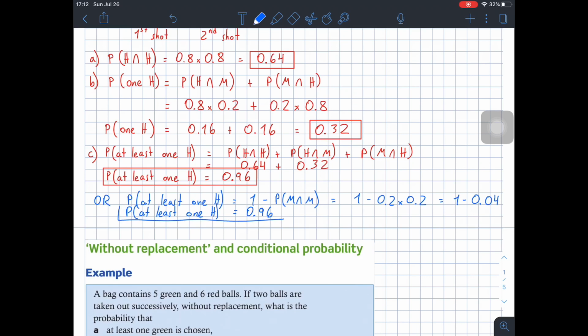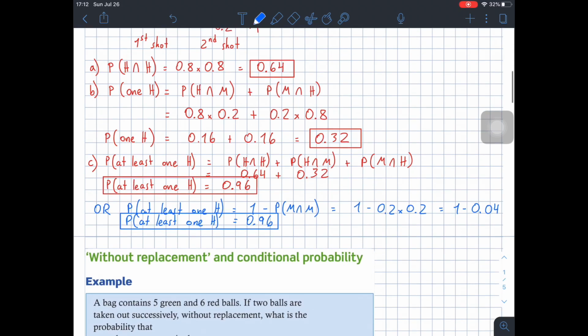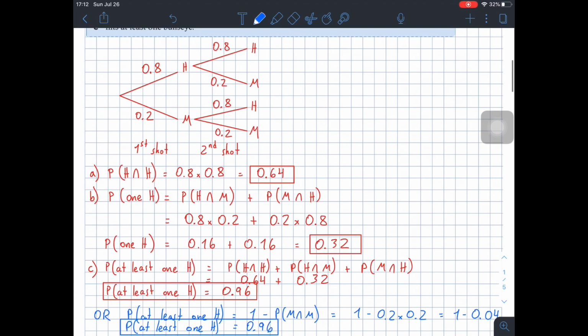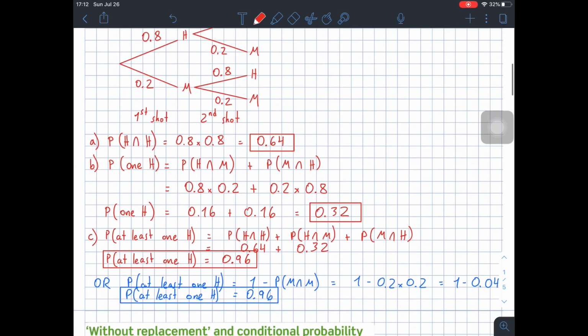Okay, so you see that this is a much shorter path, but you need to understand what you're doing in order to be able to do it this way. Okay, so that's another way of solving this. Okay, so I think this is clear. This is an easy topic, right?